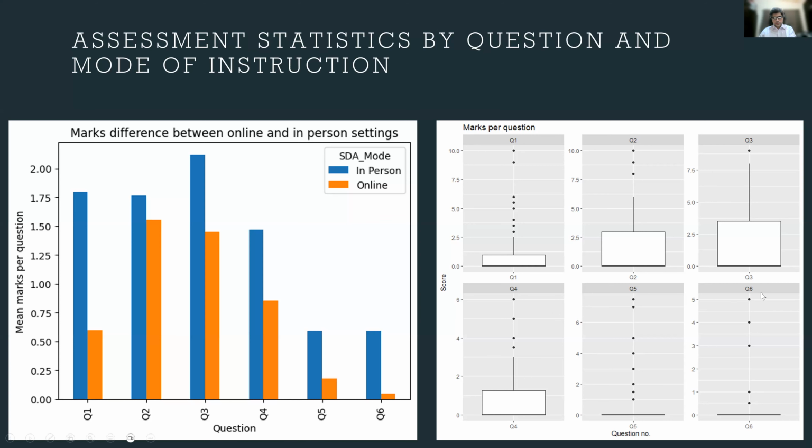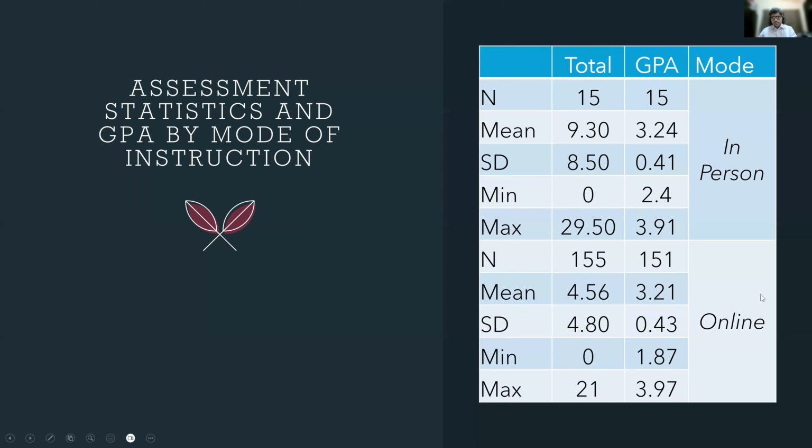And just looking at some of the summary statistics: total is the total score in our intervention tool, the assessment that students scored in, and GPA is just overall GPA. The maximum marks for the assessment were 60. So you can see that students generally scored pretty low.